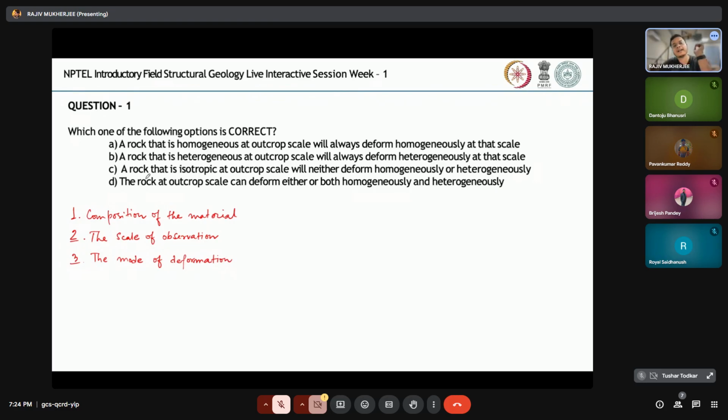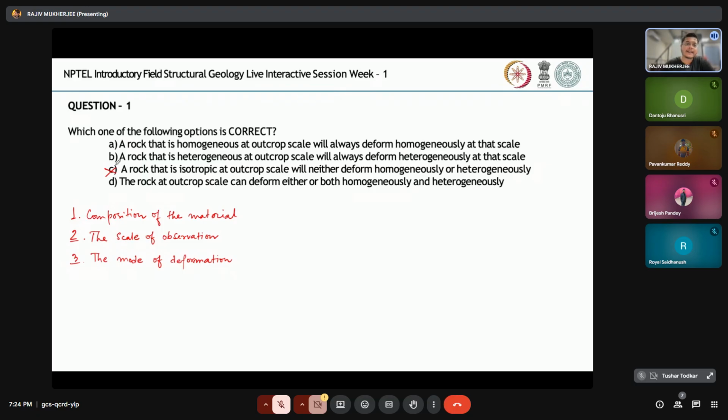Okay, so one thing for sure, we can rule out option C. This is definitely the wrong answer, right? Because neither deform homogeneously nor heterogeneously doesn't mean anything. If it deforms, then eventually it will be a homogeneous deformation or a heterogeneous deformation. So this statement itself contradicts the purpose of deformation. Therefore option C is null and void. It will not be a valid option, right?